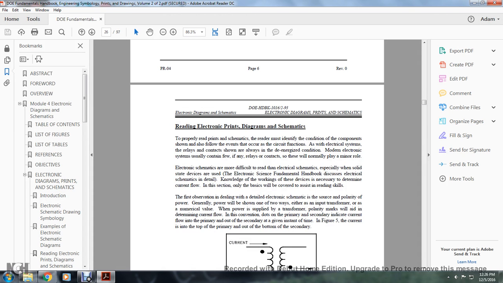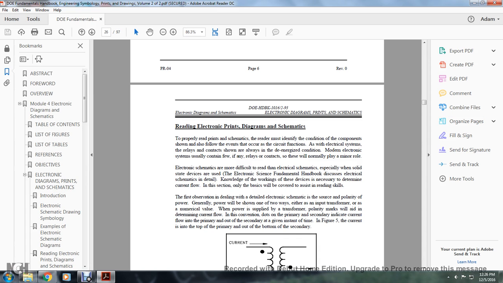Reading an electronic printed diagram, the schematic. To properly read a schematic, the reader must identify the condition of the components shown, along with the advances that occur as the circuit functions within an electrical system. The relay contact shown is always shown in the de-energized condition. Modern electronic systems usually contain few, if any, relay contacts. These normally play a minor role.